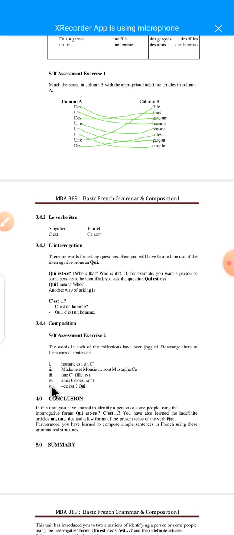Number 5. C'est, est, qui. When we arrange, it's going to be qui est. That's qui would come first, followed by est, followed by c'est, and the question mark.